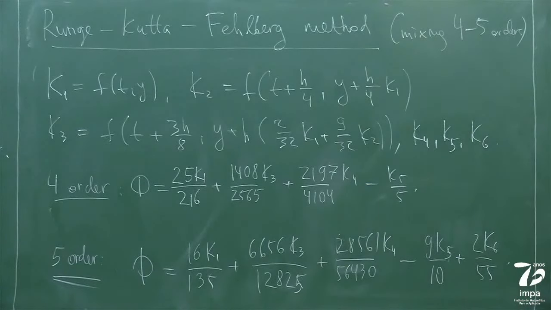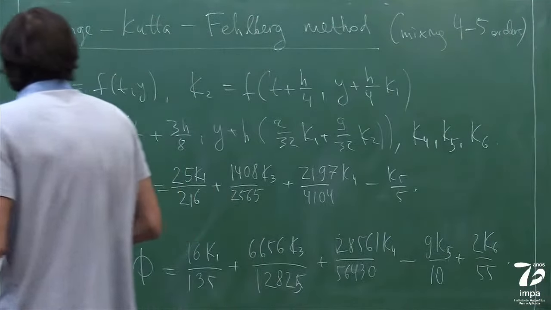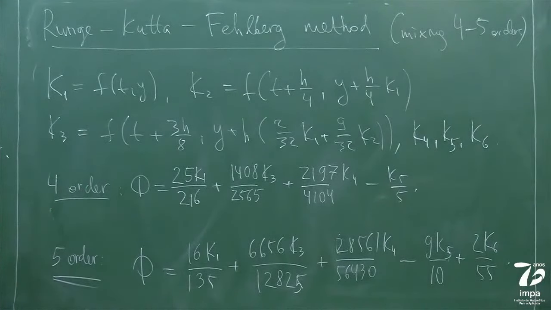So this is probably one of the most popular methods which you use with packages, because the computations that you do are fifth order, but error control is done by comparing fourth order and fifth order. So you can do it with an adaptive step, and by comparing you get the error estimate.